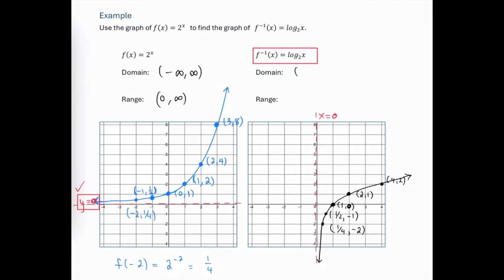Notice that the domain is from x is equal to 0 to x is equal to +infinity, and we do not include x is equal to 0. The range is from -infinity to +infinity, and as with other inverse functions, we can see that the domain of the original is the same as the range of the inverse, and the range of the original is the same as the domain of the inverse. And that's what we would expect from inverse functions.